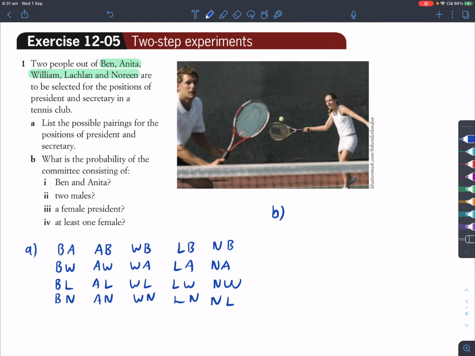Hey everyone, in today's lesson we'll be looking at two-step experiments. Let's have a look at the first question.